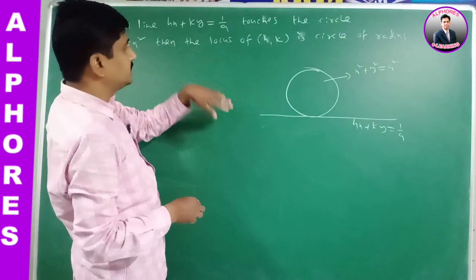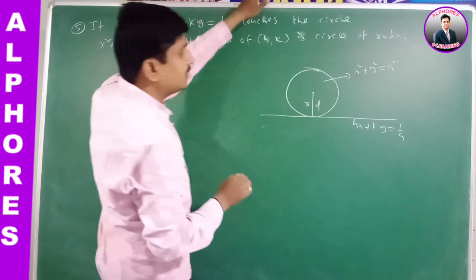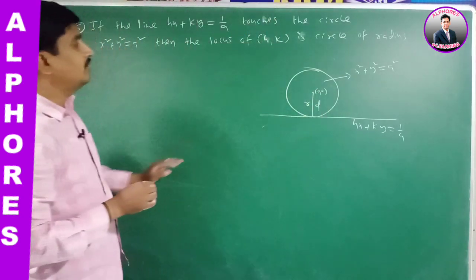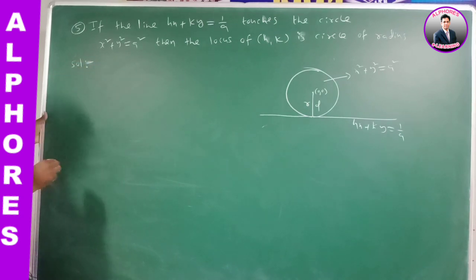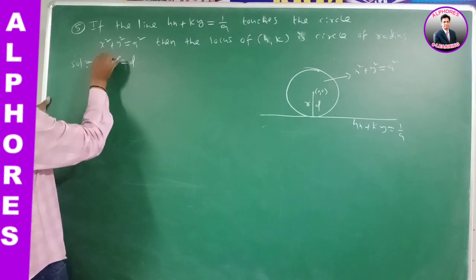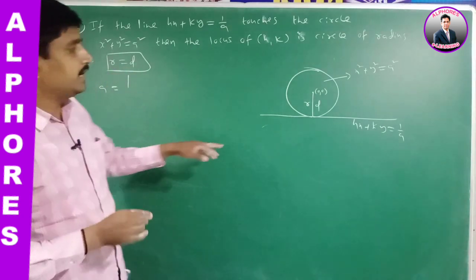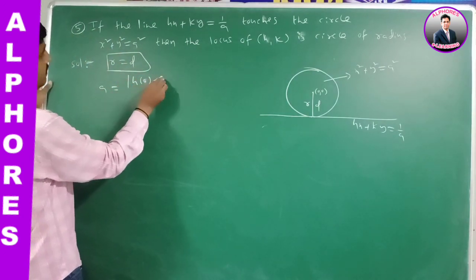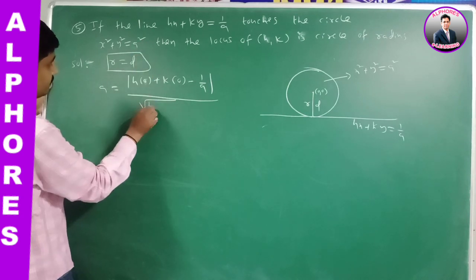Here the question says the line touches the circle. The line touches the circle, then the condition is r equal to d. Here the center of the circle is 0 comma 0. Now we use the condition r equal to d. Here first we find the locus of h comma k. The locus of h comma k is another circle. What is the radius of that circle? Here r means the radius of the circle a, and d means the length of the perpendicular from the center to the given line. Here the given line is h into 0, center is 0 comma 0, k into 0 minus 1 by a, by under root of h square plus k square.